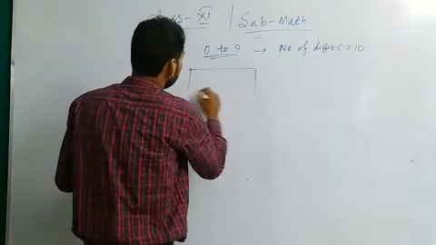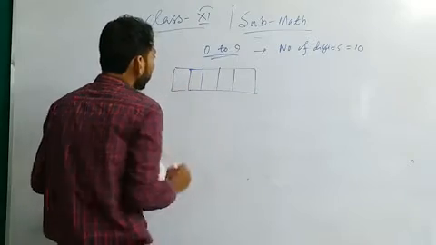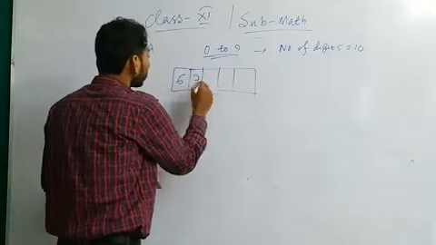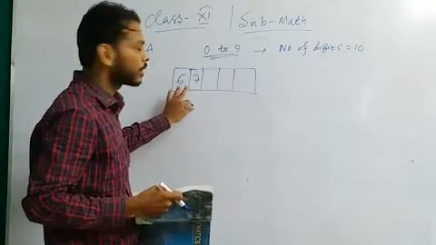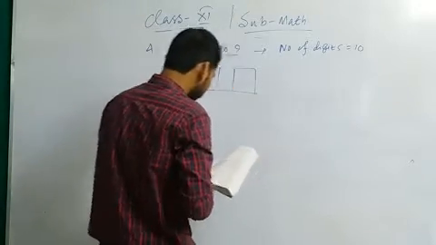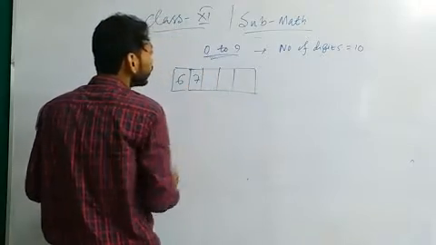So the telephone number consists of 5 digits and it started with 67. So you can see here the first two places are already filled. The first two places of the number are already filled. So the next three places you can see here.